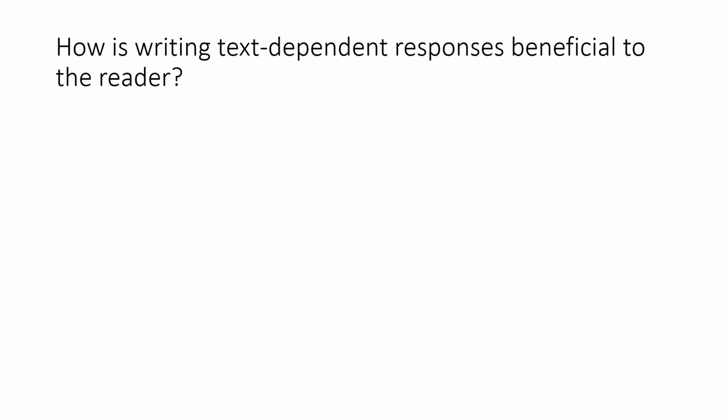How is writing text-dependent responses beneficial to the reader? Please pause this video and open your copy of the Google Doc, Text-Dependent Responses. You will write your response on the Google Doc because you don't have a partner to discuss your response. When you have completed your response to question number 5, please resume this video.